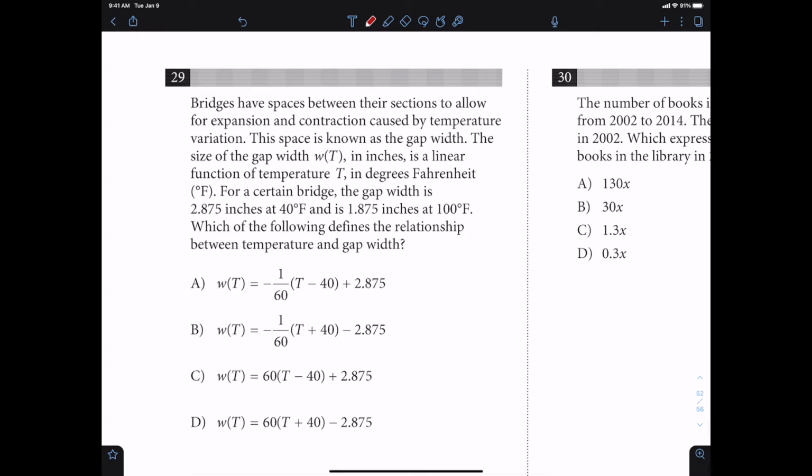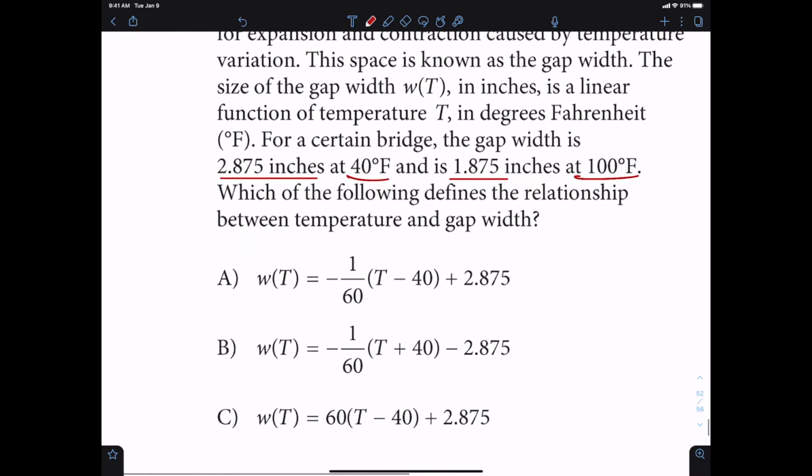Bridges have spaces between their sections to allow for expansion. Okay, whatever. The size of a gap with width W of t in inches is a linear function of temperature T in degrees Fahrenheit. For a certain bridge, the gap width is 2.875 inches at 40 and is 1.875 at 100. Which of the following defines the relationship between temperature and gap width? Okay. So 2.875 at 40. So if I plug in 40 for T, I should get 2.875 for W of T.